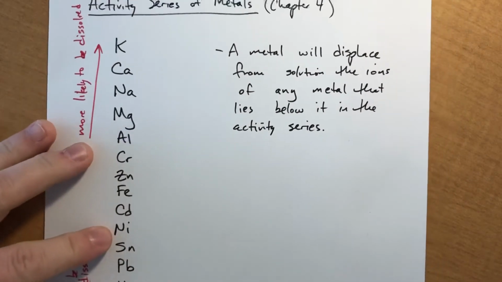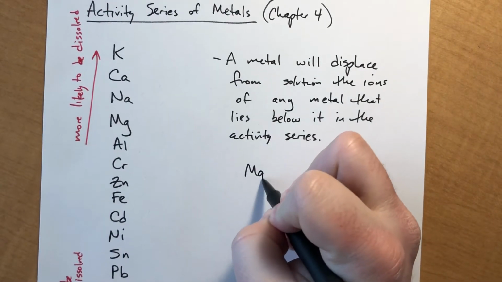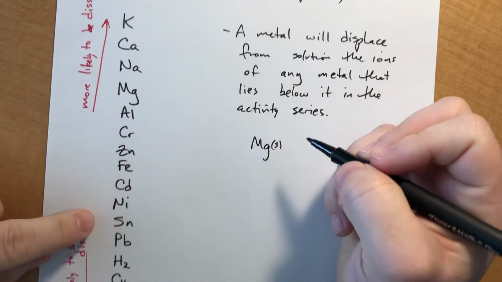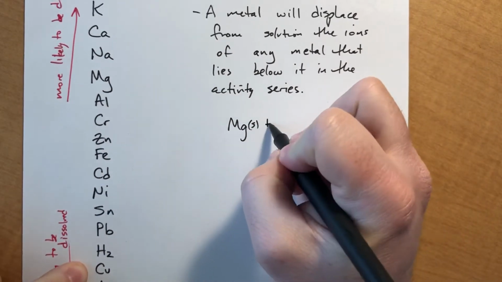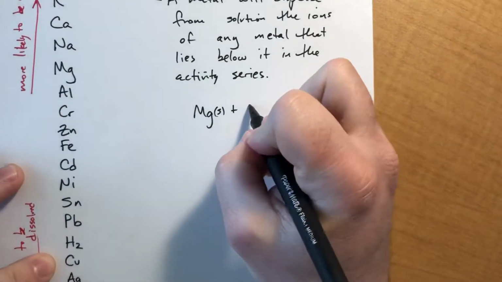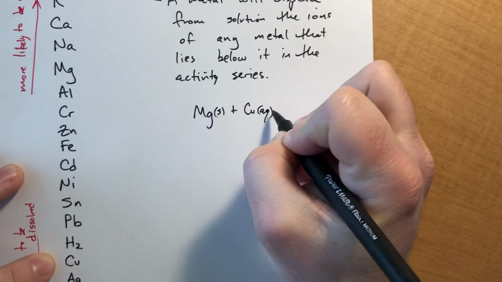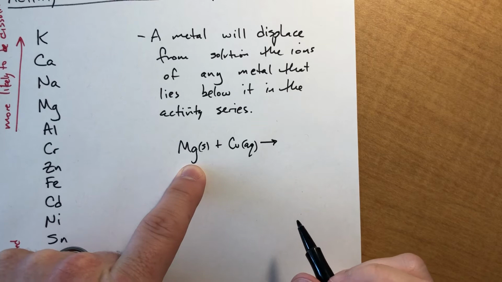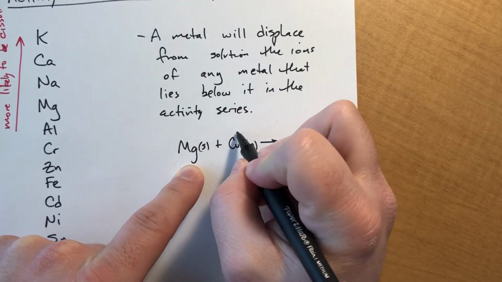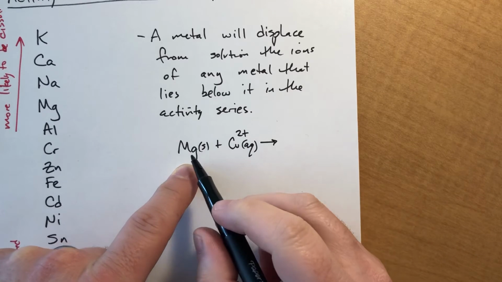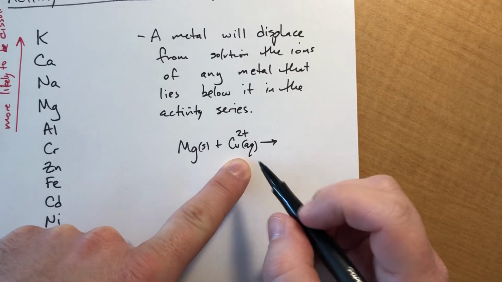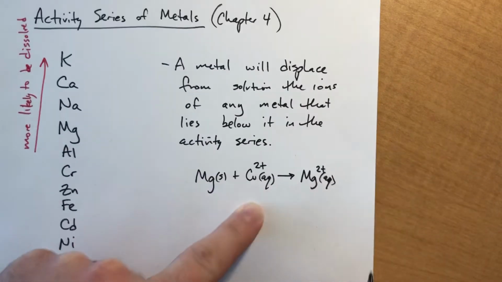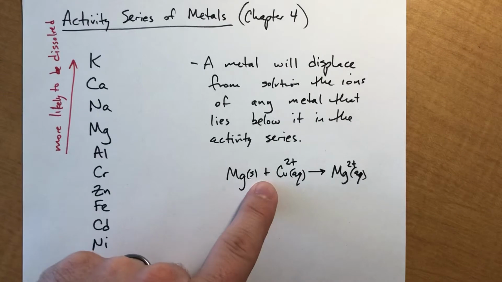So here's an example. If you take magnesium solid, which is pretty high on the list and really likes to be dissolved, and you throw it into a solution of copper, which is towards the bottom of the list. So the copper is already dissolved, it is aqueous. What will happen is the magnesium, oh yeah, this has to have a charge. This is dissolved as copper 2+. This thing will give up 2 electrons and become magnesium 2+ aqueous. It will happily dissolve. We said these things at the top are more likely to be dissolved.